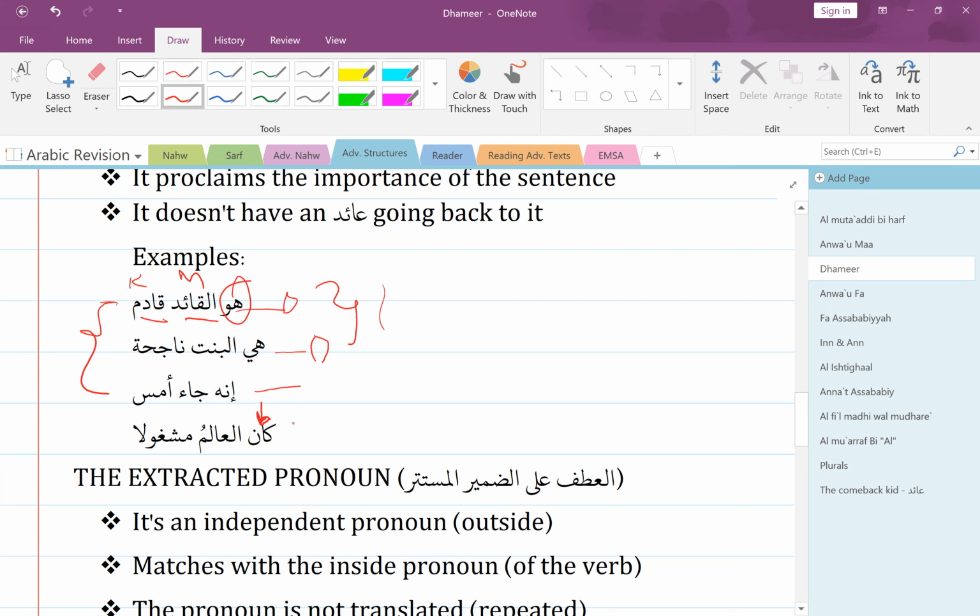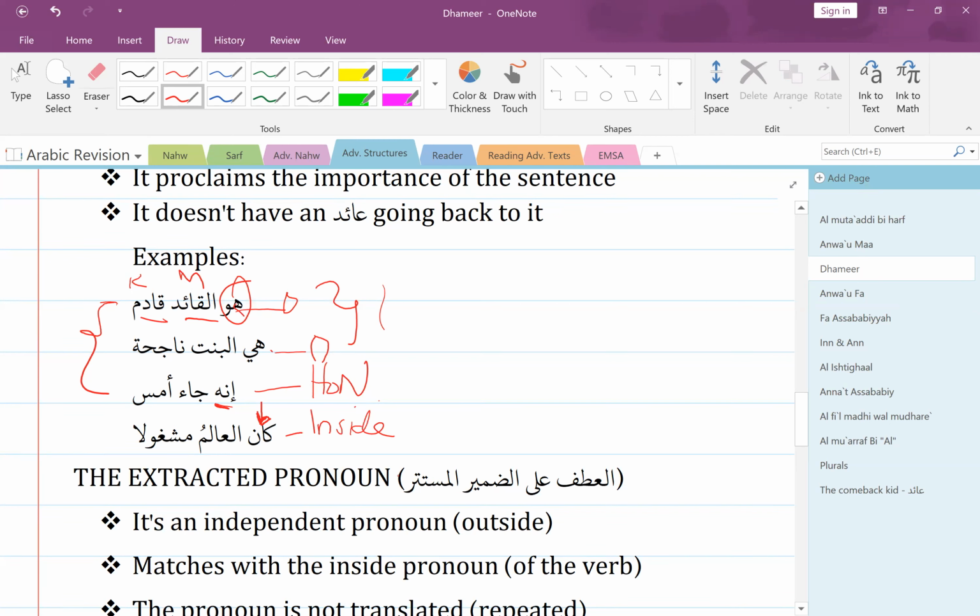So we said a damiru sha'n can be three types. It can be outside, like huwa here. It can be independent, huwa here. It can be attached to a harf of nasab, like innahu, ka'annahu, bi'annahu, bi'annaha. So it can be like this. It can also be inside.